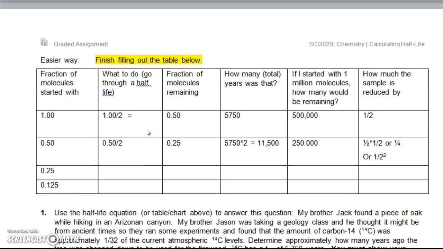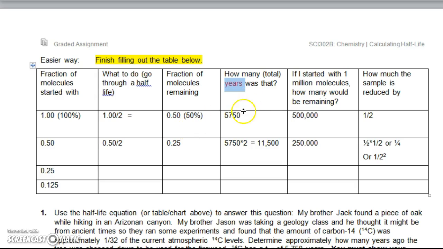We think it through. So, the fraction of molecules that we started with. So, if we started with 1, or we can think of it as 100%. All right, so if we start with 100%, it's going through 1 half-life. So we divide it in half, and that equals 0.50. That's how much is left. So 0.50 is what percent? 50% is left over. How many years was that?